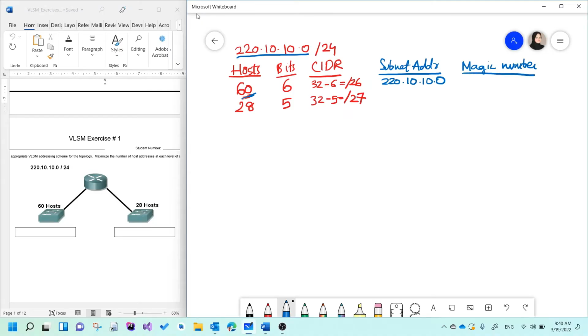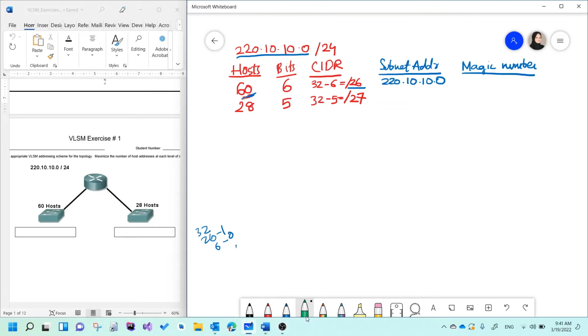For figuring out the magic number, you need to convert the CIDR to the subnet mask in binary. If the CIDR is 26, that means you have 26 ones in your subnet mask, and the remaining are zeros. Out of the 32 bits that you have, 26 of them are ones, and whatever remains, which is basically 6, would be zeros. If you represent that in binary, it would look something like this.